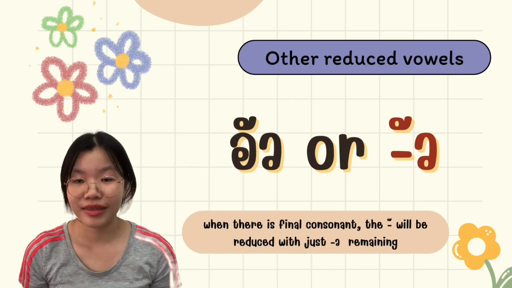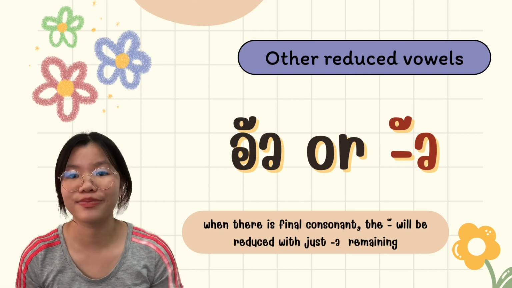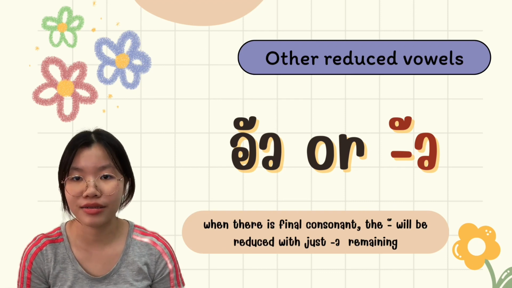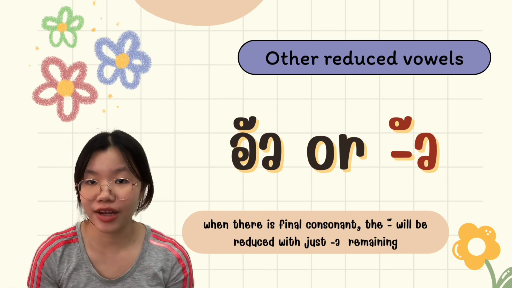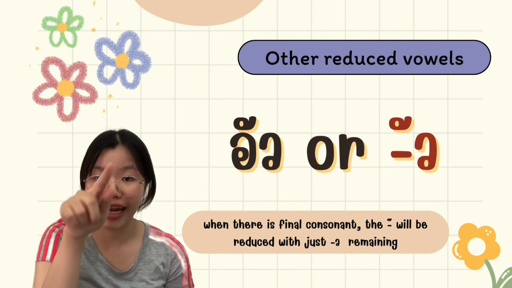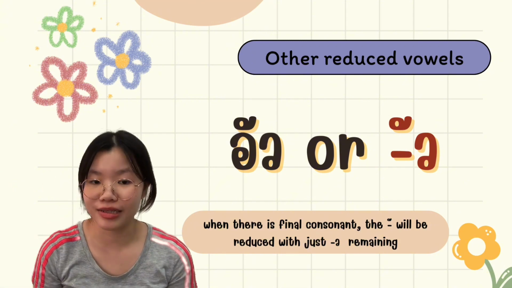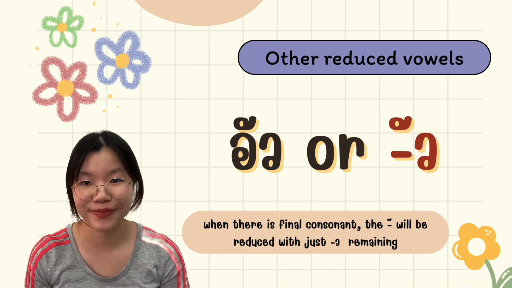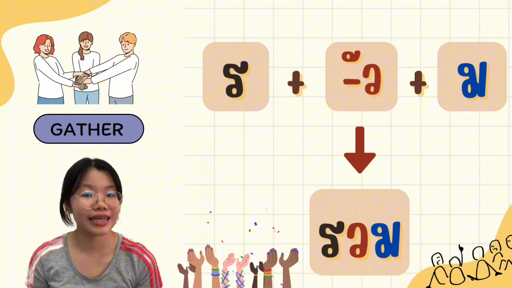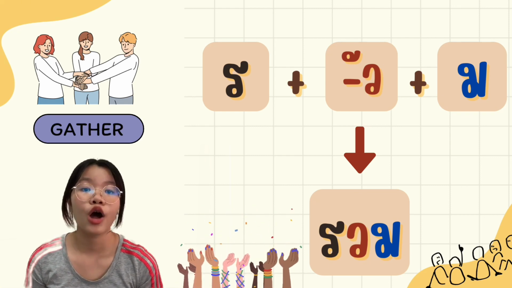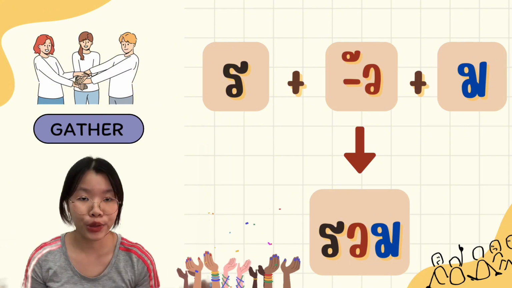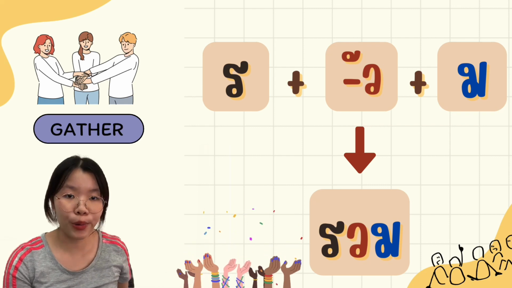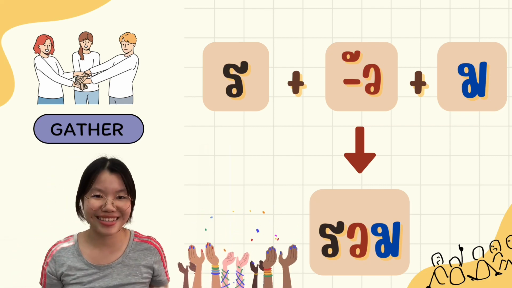And the last one, สระอัว. Repeat after me. When there is a final consonant, the ไม้หันอากาศ will be reduced with just วอแหวน remaining. For example, รวม, which means gather. That's it.